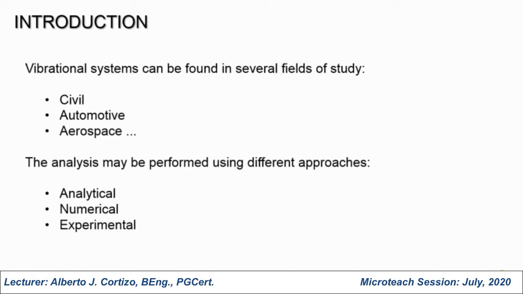There are three basic approaches, not only for vibrational systems but for different types of problems in physics. One is analytical, in which we produce a mathematical model of a particular problem. The second one is numerical, where sometimes we need to use computational power to solve a problem. And the other one is experimental. This one is particularly the most expensive, but sometimes this is the closest to reality that we can get.